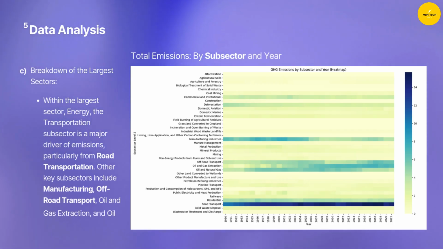Moving forward, breaking down the largest sectors. So when we move from subsector level 1 to subsector level 2, we see that road transport is the main emission driver, followed by manufacturing and off-road transport. So this is just through the subsector level 2.